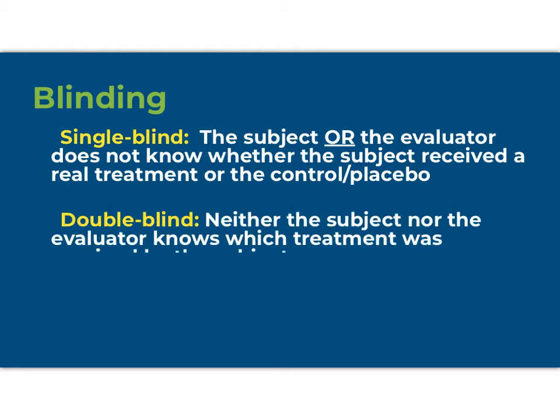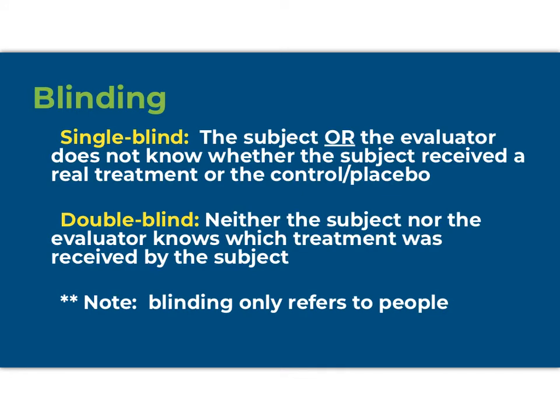In a double-blind experiment, neither the subject nor the evaluator knows which treatment was received by the subject. Blinding can only refer to people.